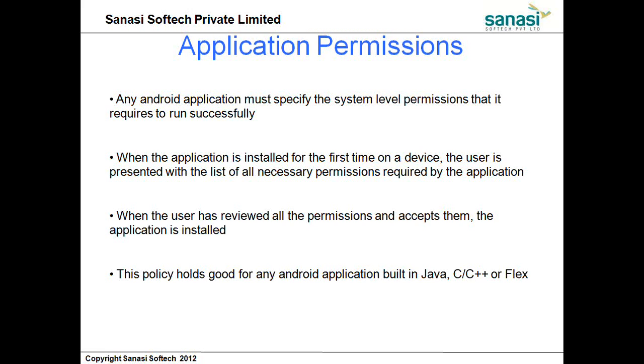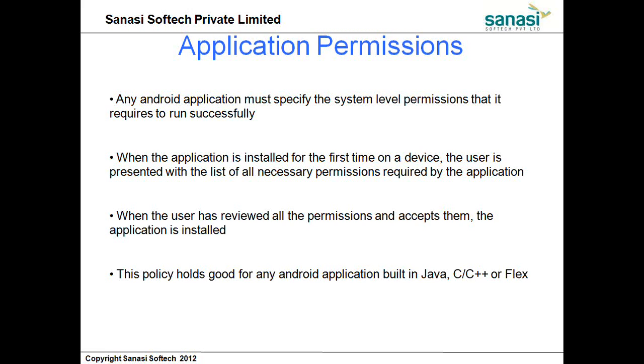As the first point in the slide says, any Android application must specify the system level permissions that it requires to run successfully. So typical system level permissions, for example, can be: let's say you have an application that wants to access the camera. Your application will have to obtain permission to use the camera. Or let's say you have an application that depends on the GPS, so you have to get the permission for that. Let's say your application depends on the micro SD card. You'll have to obtain permission for accessing the micro SD card, and so on.